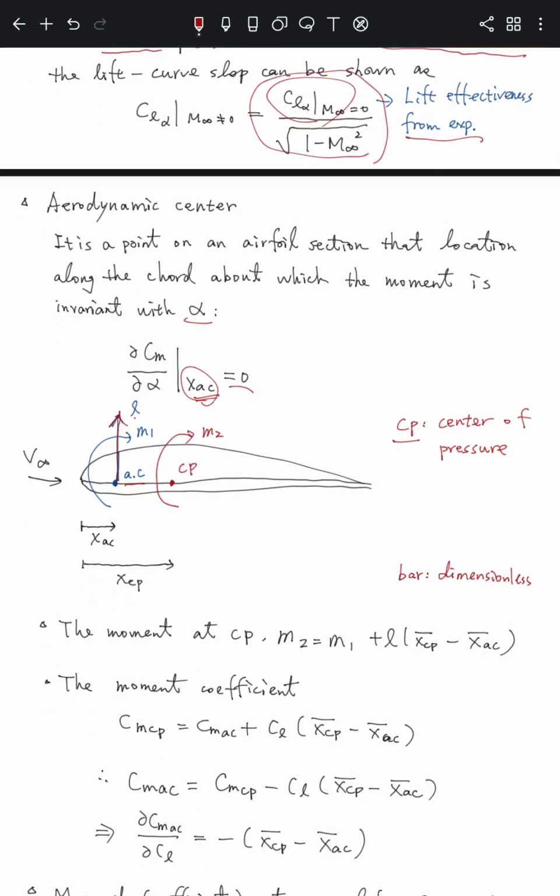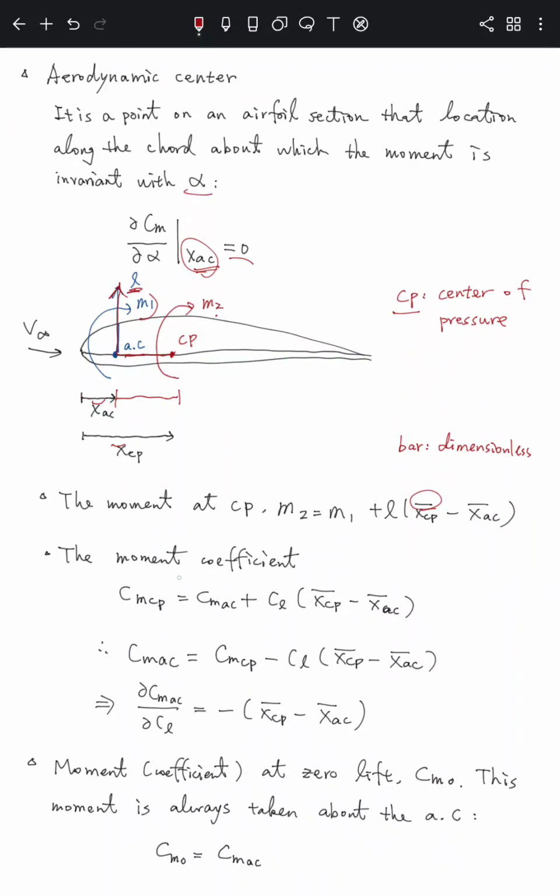This is a very simple geometric problem. The moment at CP, M2, equals M1 plus L, the lift, times this distance, xcp minus xac, and the bar means dimensionless, because the lift here is also dimensionless. So we can write down the moment coefficient like this.